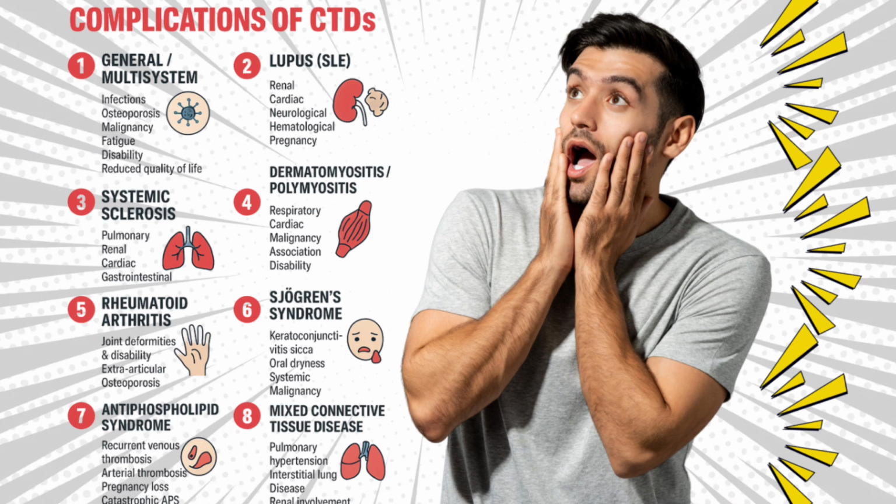Dr. Yogesh summarizes. The most dangerous complications in CTDs are renal crisis in systemic sclerosis, lupus nephritis, pulmonary hypertension and interstitial lung disease, thrombosis in antiphospholipid syndrome, and malignancy in dermatomyositis and Sjogren's. Complications arise not only from the disease itself, but also from the immune system's overactivity and from the medicines used. That's why close monitoring, early recognition, and timely treatment make the biggest difference in improving survival and quality of life.